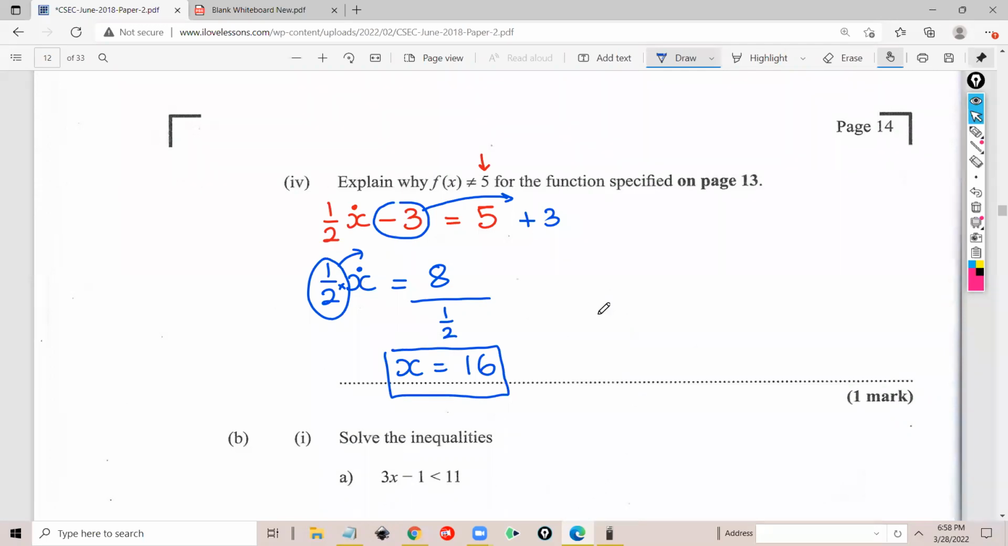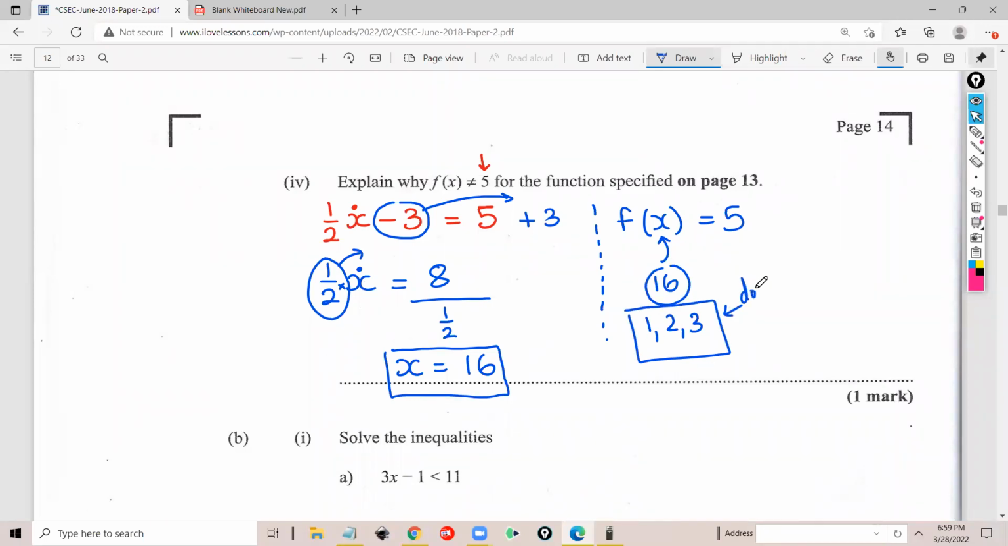Okay? So here's the thing now, right? For f(x) to be equal to 5, we are supposed to replace the x with 16. Think about it: to get 5, the x value has to be 16. But for this function, aren't we supposed to only put in 1, 2, and 3? So that means 16 is just not allowed when we're using this function, because 16 is not part of the domain.